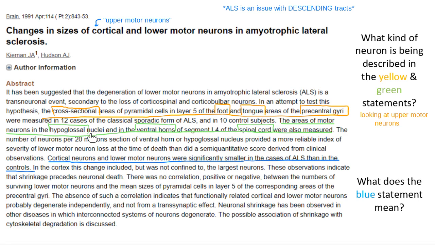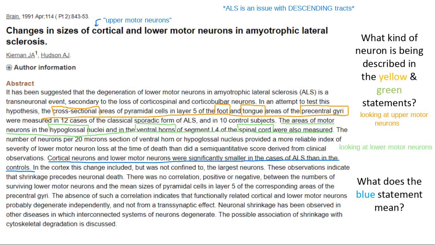This is the lower motor neurons for the tongue. And the ventral horn of this part of the spinal cord, so down by lumbar vertebra number 4, down at the very bottom of the spinal cord, this is where we would find the lower motor neurons that go to the foot. So when we look at our green section here, our green section is looking at lower motor neurons.